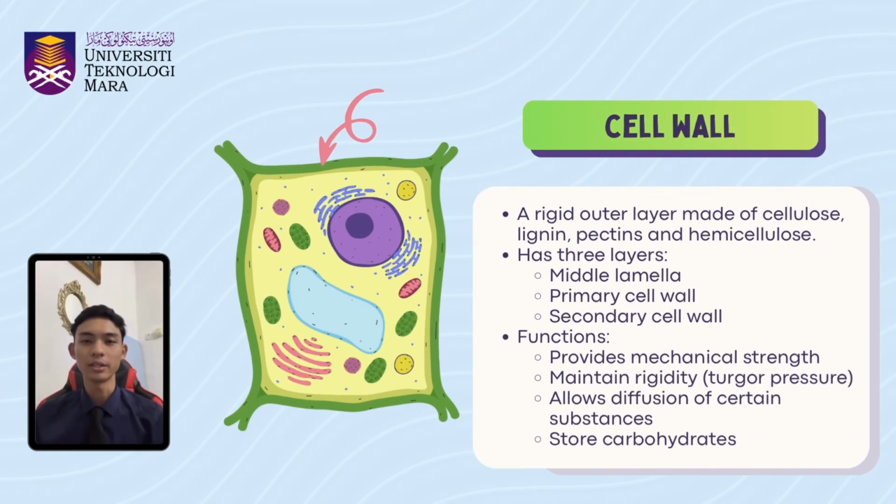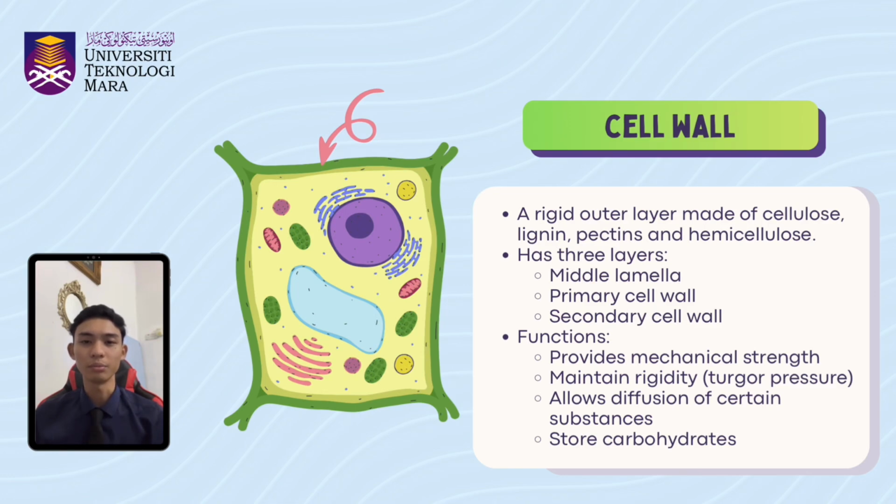Next, we look at the cell wall. The cell wall is a rigid outer layer composed of cellulose, lignin, pectins, and hemicellulose. It has three layers. The first layer is the middle lamella, rich in pectins, which helps bind cells together. Second is the primary cell wall, flexible and allows growth. And lastly, the secondary cell wall, thick and strong.